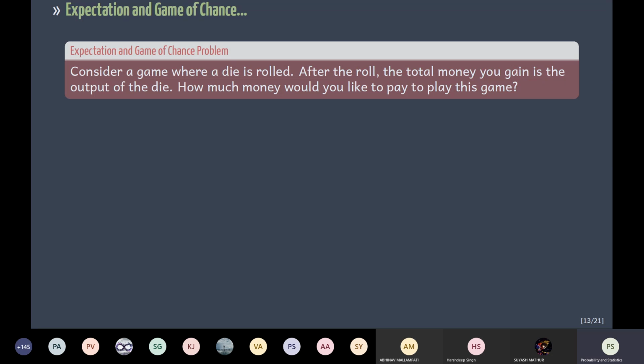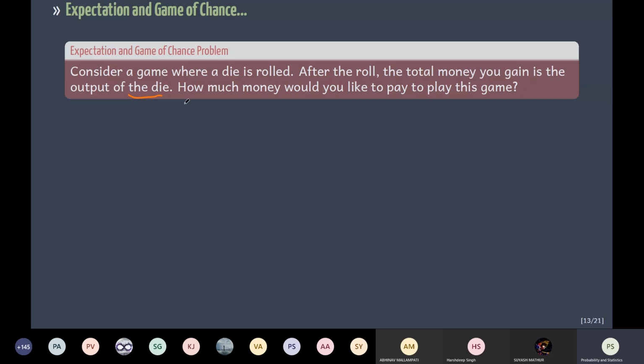Well, this is something I have already done actually. So okay, so I can just write down. Consider a game where a die is rolled. I have made this die roll problem into a game actually. So let us say someone rolls a die, and after the roll, the total money that you get is the output from the die.